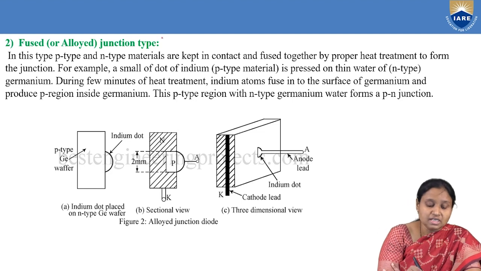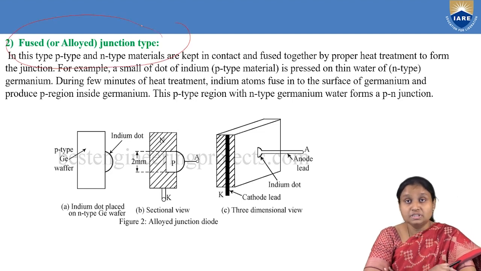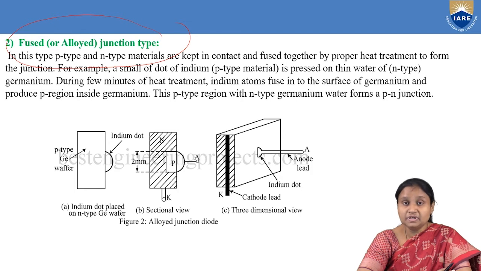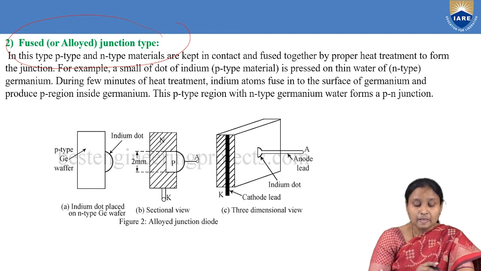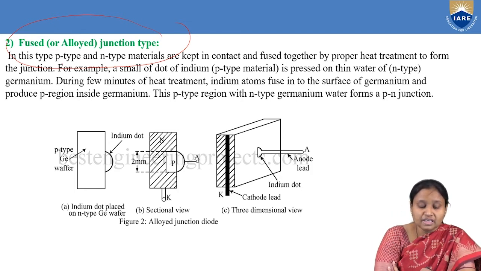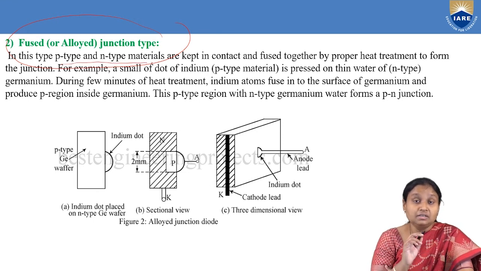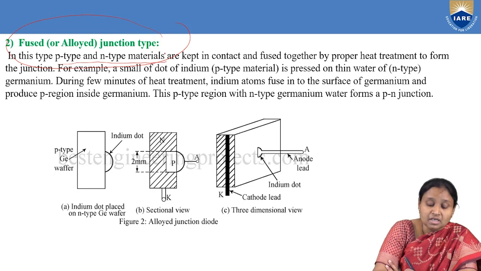Second method, it is called as fused or alloyed junction type. And as I told you, this method is quite simple compared to our first method. So in this type, what we are doing, I have taken p-type and n-type material. And here in this case, when we are taking p-type and n-type material, they should be in wafer form.